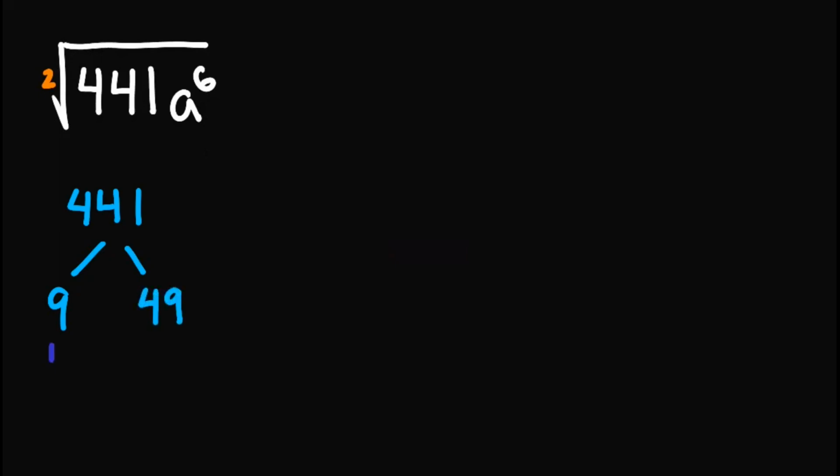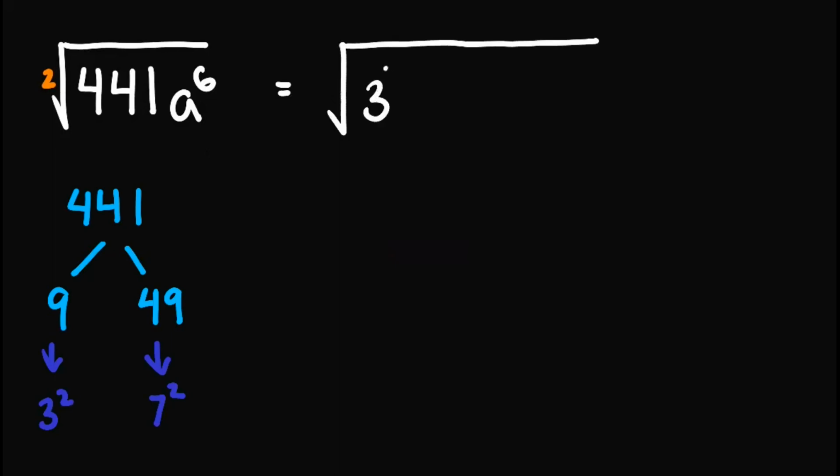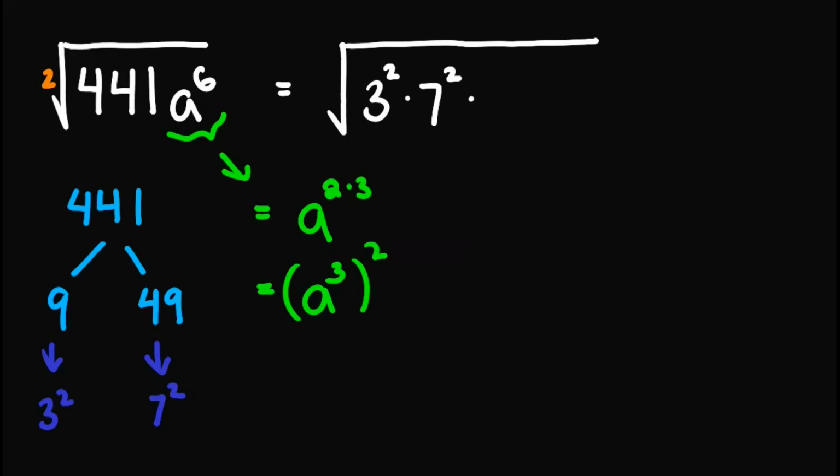And now note that 9 is actually equal to 3 squared, and 49 is equal to 7 squared. So we can write this one as the square root of 3 squared times 7 squared. This is for 441. For a raised to 6, note that we can write this as a raised to 2 times 3. Since 6 is 2 times 3, by laws of exponents, we can write this as a cubed squared.